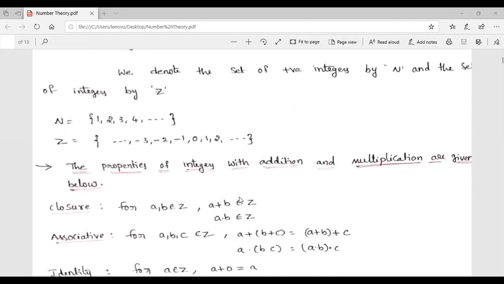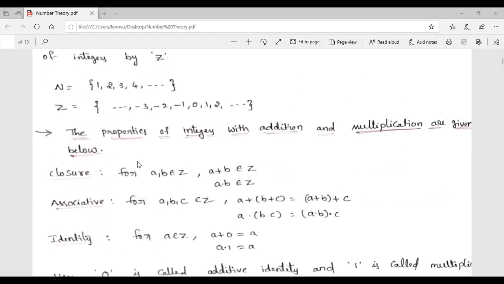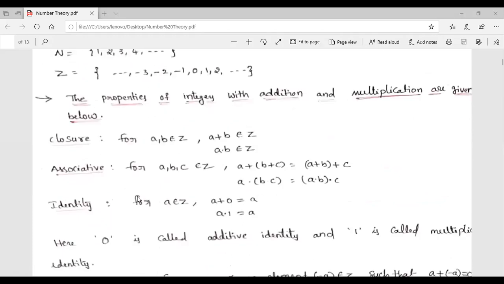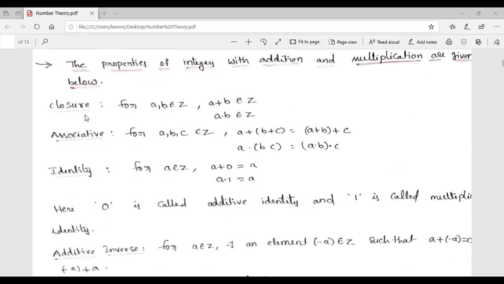So the properties of integers with addition and multiplication are given below. We already discussed these properties in the introduction of group theory, so once again I repeat these properties here. So closure. What is the closure property? For a, b belongs to Z, here Z represents the set of integers, the addition of these two elements a plus b belongs to Z and a into b belongs to Z. If addition and also multiplication of these integers belongs to that given set, then that set satisfies the closure property.